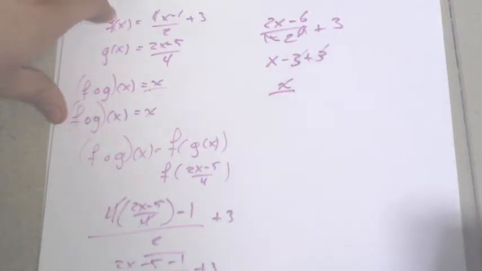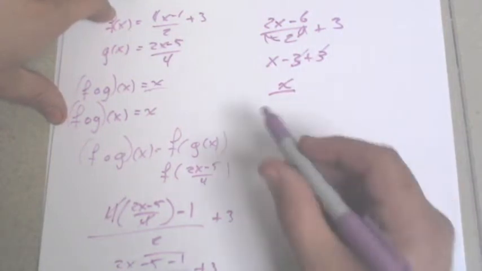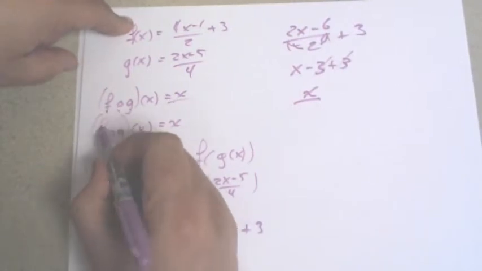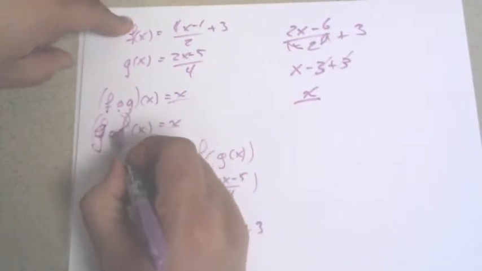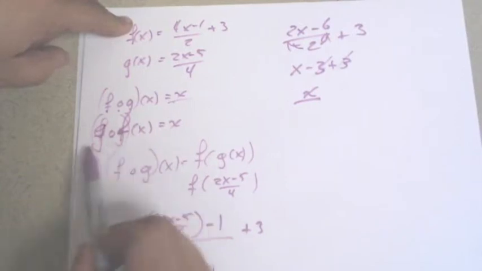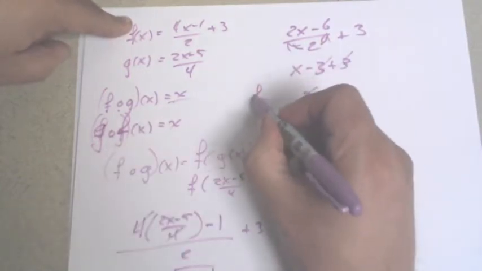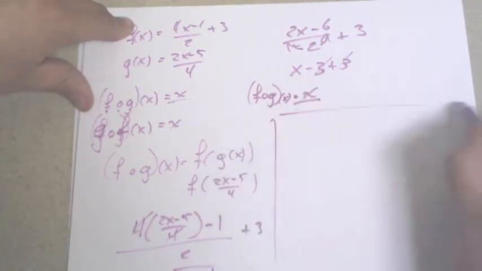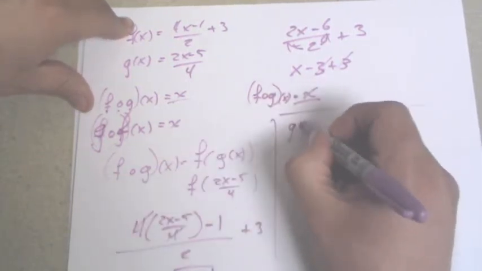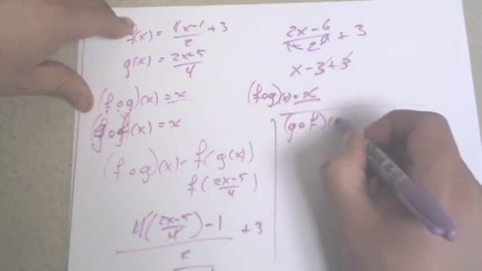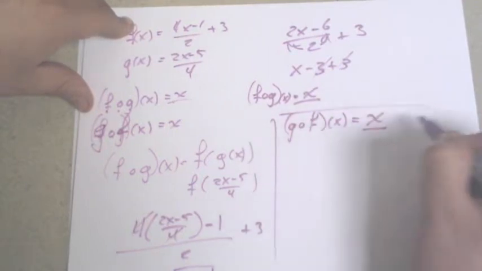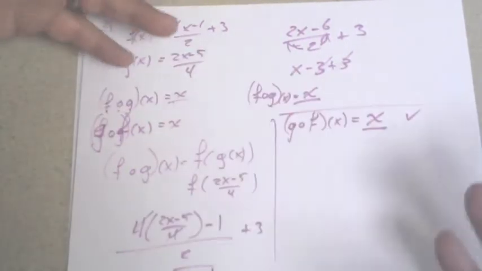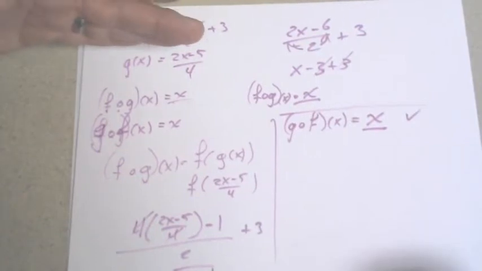That is not sufficient to show that they are inverses. We'd also need to show f composed with g and g composed with f. We have to show it in both directions. So we've shown that f composed with g is equal to x. We'd have to similarly show that g composed with f in the other direction still makes x. And it does in this case. You should check that. On the tests, you'll want to show me both compositions.